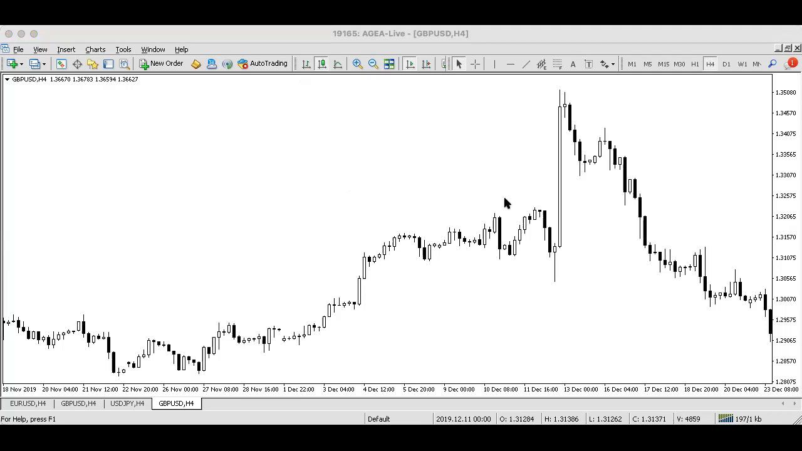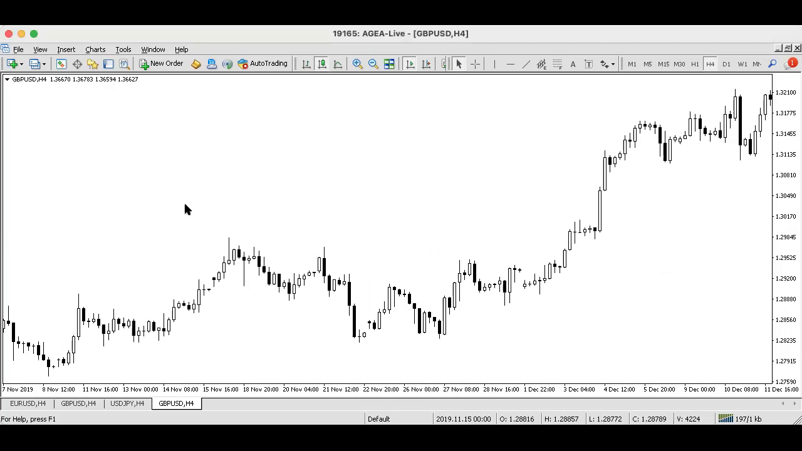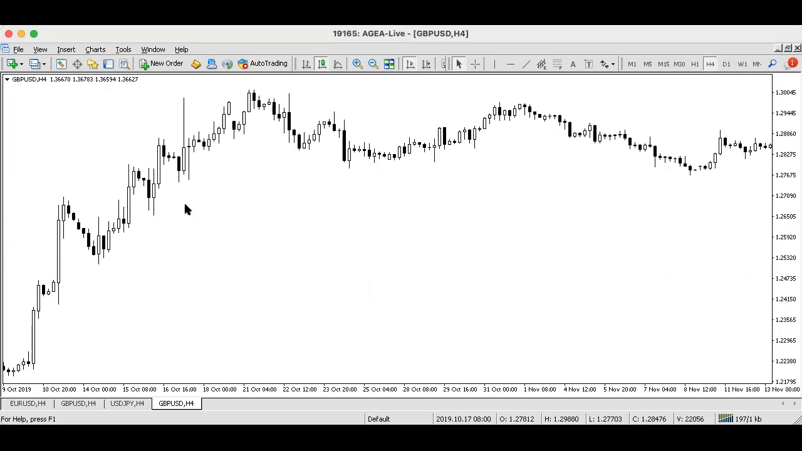Now, demand is where buyers are and supply is where sellers are. Or in another sense, demand is where buyers come in to take the price upwards, and supply is where sellers come into play to sell. So in other words, demand is the buyer's side and supply is the seller's side. You understand? Right, good. So now how do you identify demand and supply zones?